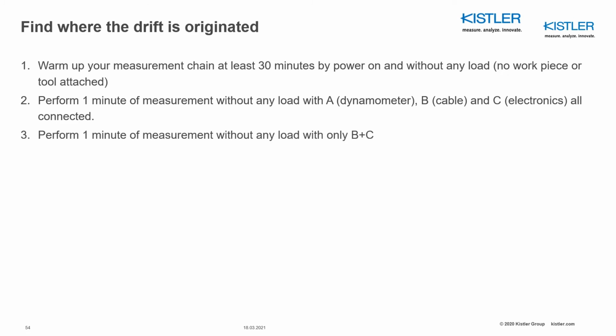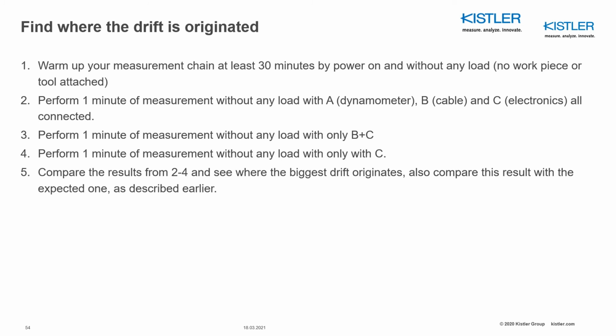And then you can repeat the same measurement by disconnecting the dynamometer from the measurement chain, so only cable and electronics. And then you can also go one step further and disconnect also the cable, and in this case only measure the drift in the electronics. So then if you compare 2, 3, and 4, most probably you will see a big difference in one of those steps, and then you will understand where the drift is coming from.